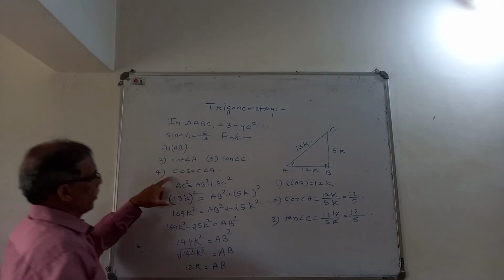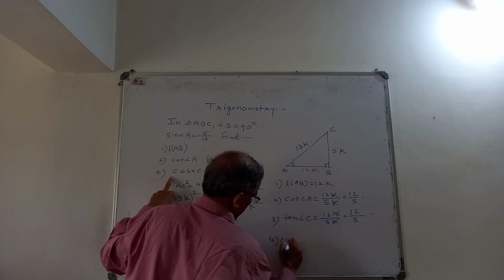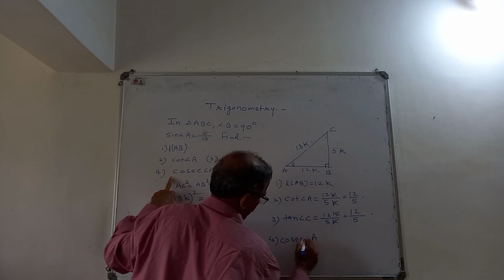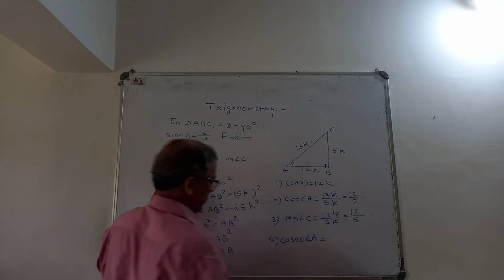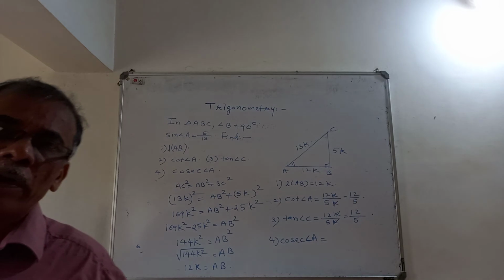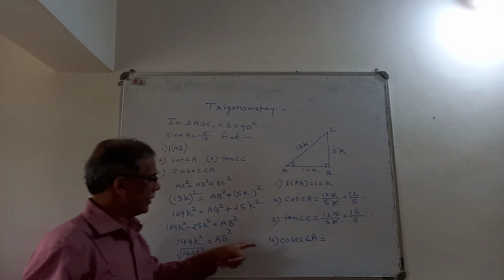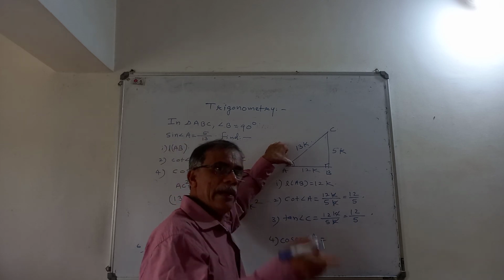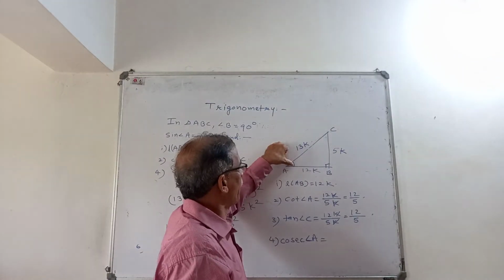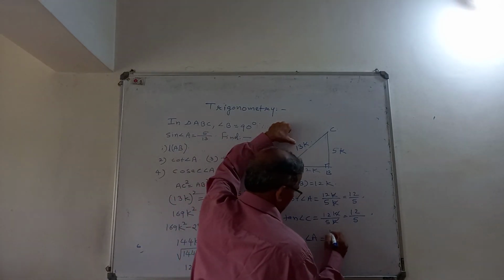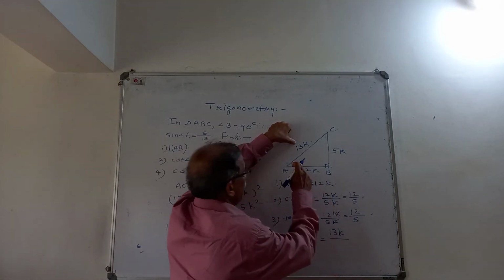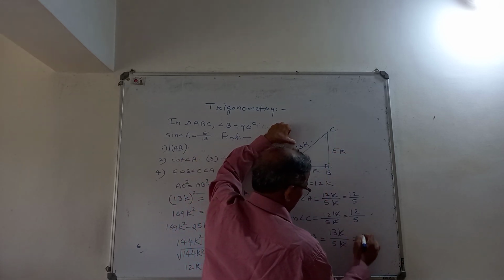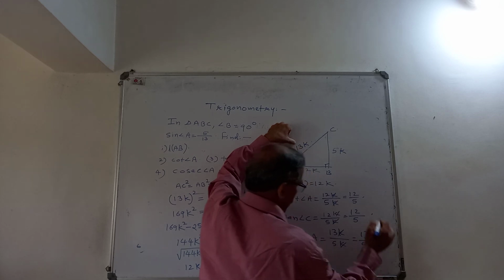The fourth one is cosec angle A. Cosec of angle A is equal to, cosec is inverse of which ratio? Sin ratio. Now we are writing ratio of angle A, no? Sin means opposite upon hypotenuse. Now it will be hypotenuse upon opposite. So which is hypotenuse here? This is hypotenuse, 13k. And for angle A, which is opposite side? BC, 5k. K cancels, you will get 13 upon 5.